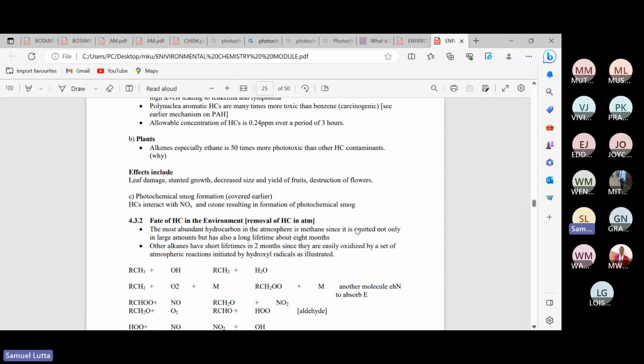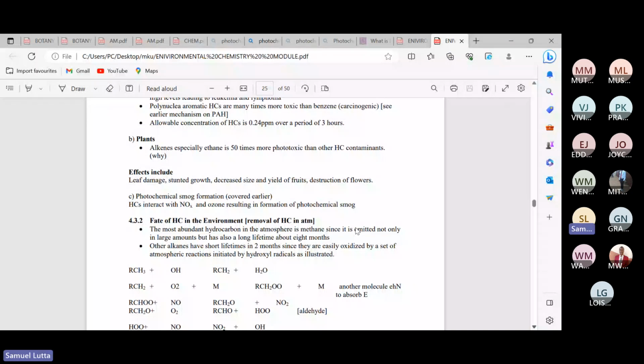by interacting with nitrogen oxides and other compounds. So what is the fate of these compounds, the hydrocarbons, the organics, in the atmosphere? In the atmosphere, although they are emitted in large amounts, the beauty is that their lifespan is not that long.